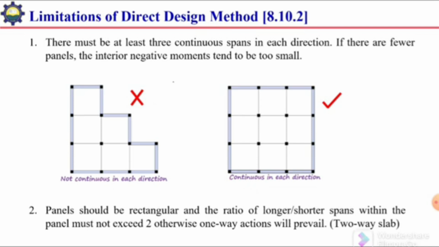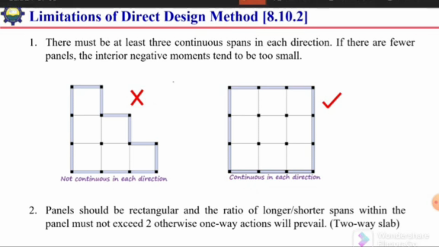So the first is there must be at least 3 spans in each direction. If there are fewer spans, the interior negative moments tend to be small. So the limitation is that we can apply this direct design method to only those slab systems which have at least 3 continuous spans in each direction.